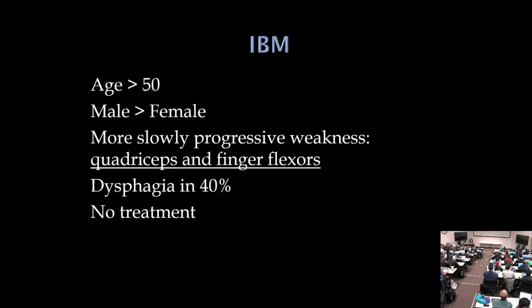Inclusion body myositis, very different. These are older men that have weakness in two muscle groups, quadriceps and finger flexors. Okay, so that's very unique. It's not treatable like polymyositis and dermatomyositis that both respond really well to steroids, so unfortunately no treatment for this. Dysphagia is a bit more common with inclusion body myositis.